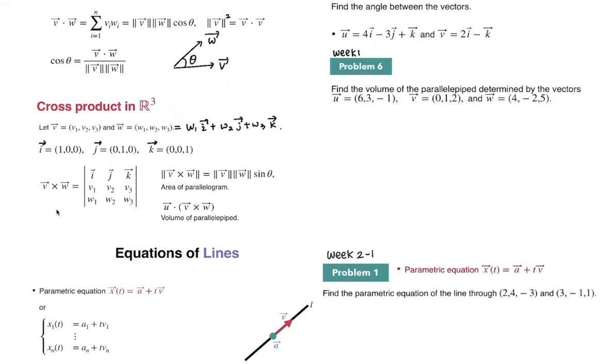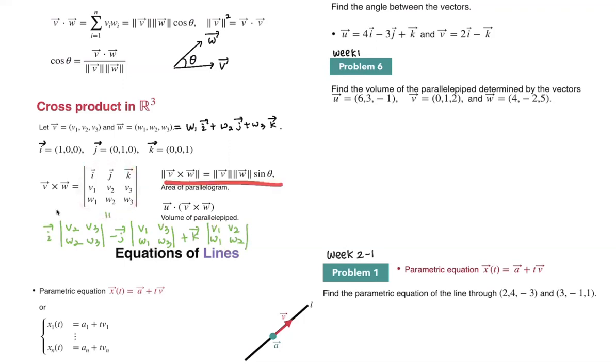And this cross product is given by the determinant of this 3 by 3 matrix. And you can calculate it like i times the determinant of this 2 by 2 matrix minus j times v1, v2. Sorry. I think it would be better to write it down. i times the determinant of v2, v3, w2, w3 minus j times the determinant of v1, v3, w1, w3 plus k times the determinant of v1, v2, w1, w2. Okay.